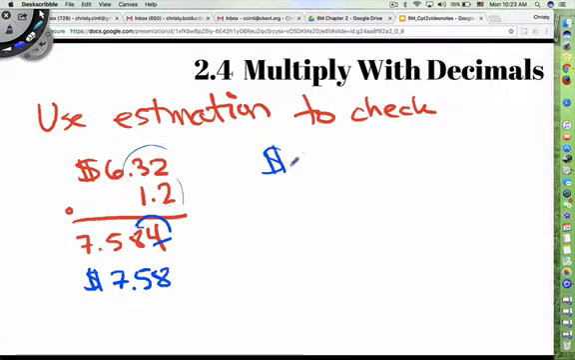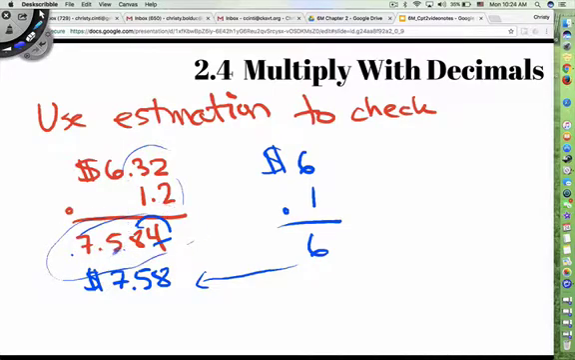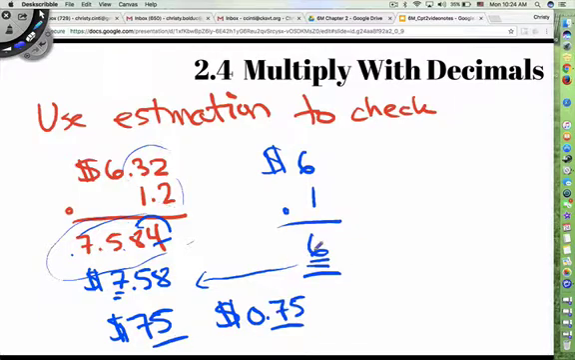Does that make sense? $6.32 you would round down to $6. 1.2 you would round to 1. 6 times 1 is 6, and that's pretty close to 7.58. Really, you're thinking about decimals. If you got $75, or if you got $0.7, those are really the only things that you could mix up here. Then you would know that you were off, and so that's why there's 6 in the ones place, there's 7 in the ones place. You're pretty close. It's not like you moved the decimal incorrectly and you got $75, or you moved the decimal incorrectly and you got 75 cents, right? That's what you're checking for with this estimation.